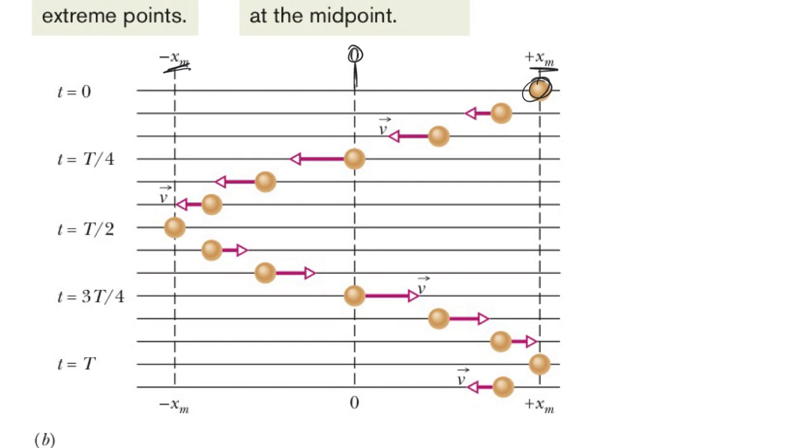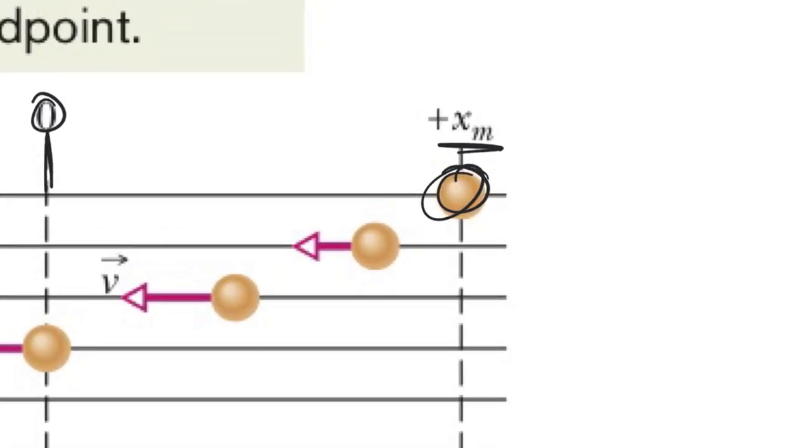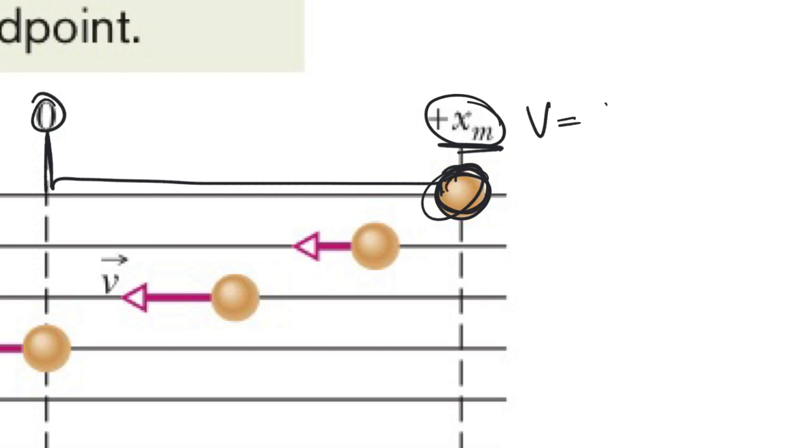Okay, now if the particle is at the highest displacement from the reference point, which means the position of the particle is now at xm, the velocity here must be equal to 0.